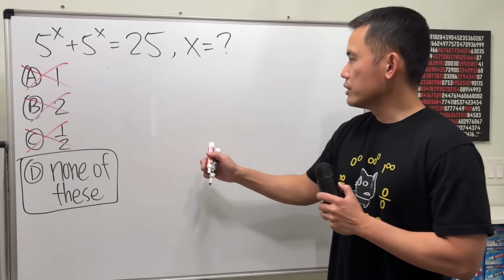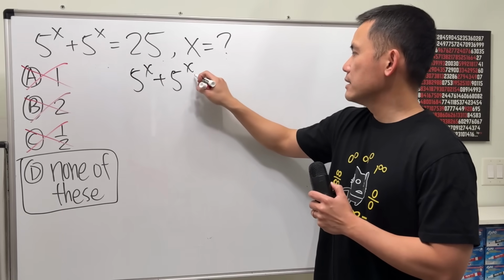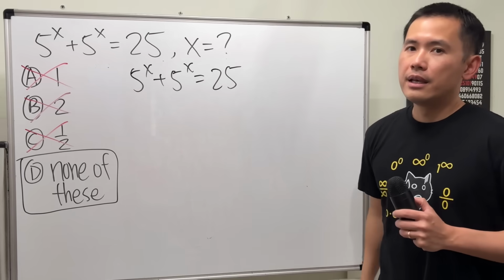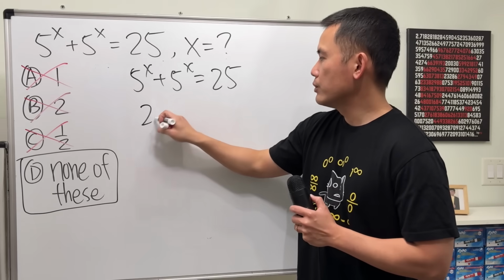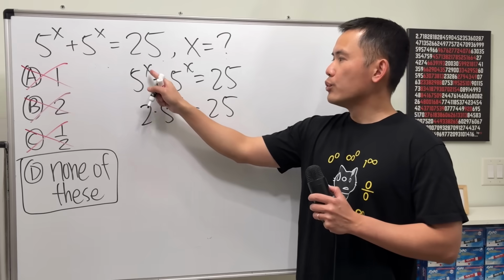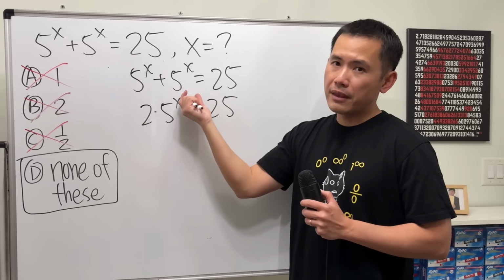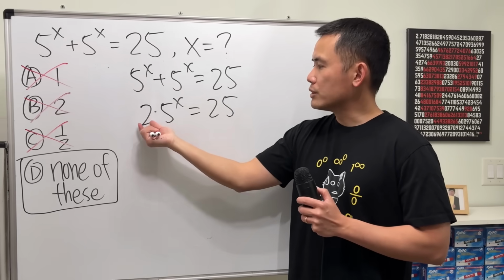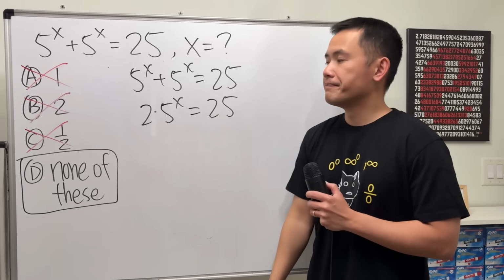Alright, let me rewrite the question again right here. We have 5 to the x power plus 5 to the x is equal to 25. Here, we have 2 of them and we're adding them up. So we just have 2 times 5 to the x. Keep in mind, do not add the exponents. 5 to the x and 5 to the x, they are the same thing. When we combine them, we just have 2. So just adding the coefficients, 1 and 1, we get the 2.